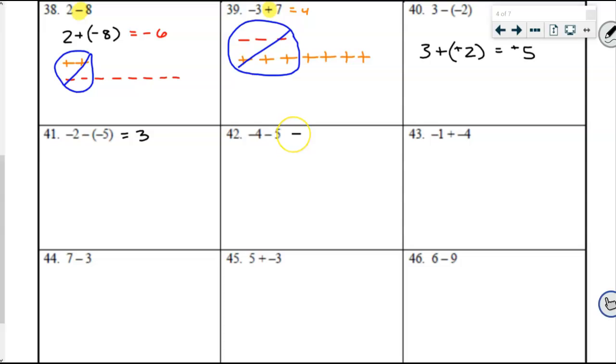42, you should have gotten -9. Here's how I'm going through these. -2. That's 2 rocks. And we're subtracting 5 rocks. Oh no, I don't have enough rocks.